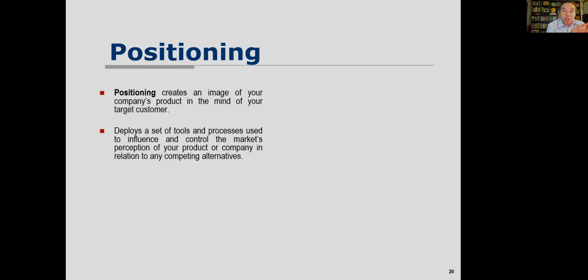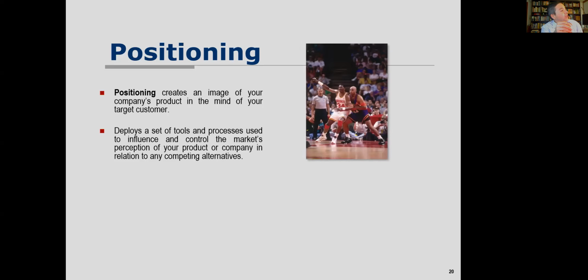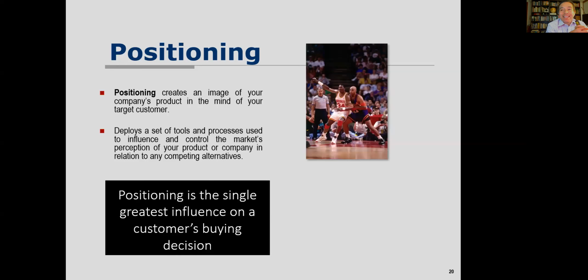So if you see that commercial, you'll see that it establishes this positioning, establishes the perception of the product, and establishes it in relation to the competitor brilliantly without even naming the competitor. That's a very powerful marketing communications of positioning. So positioning is central to marketing communications. In basketball, as you know, positioning is very important, where you position yourself relative to the basket, your opponent, et cetera. So positioning is the single greatest influence on a customer's buying decision. Another reason why that was a brilliant commercial is that the main message was about positioning.